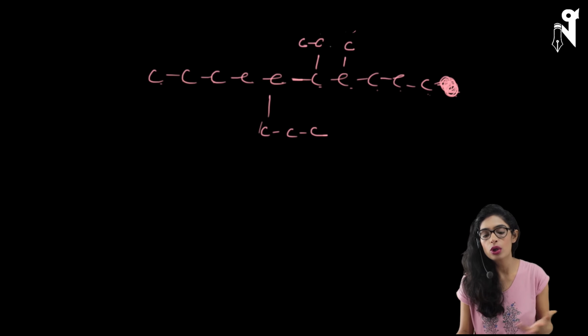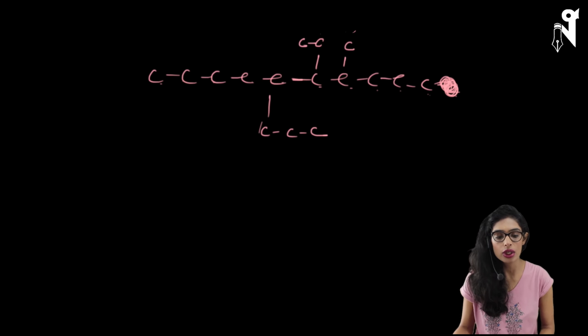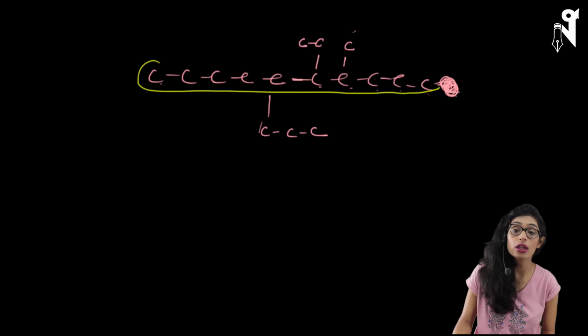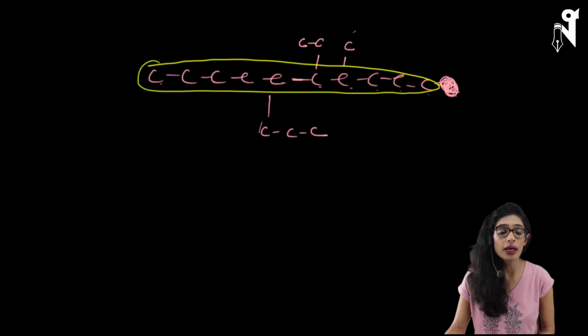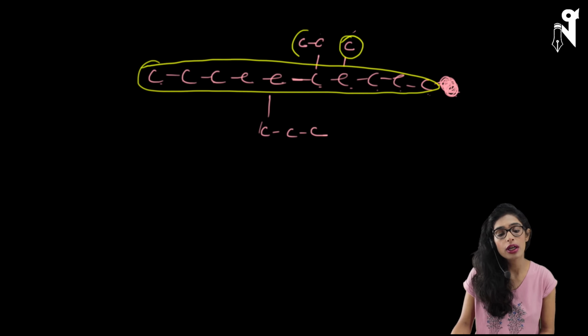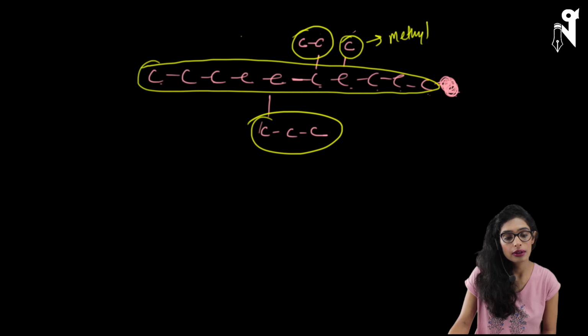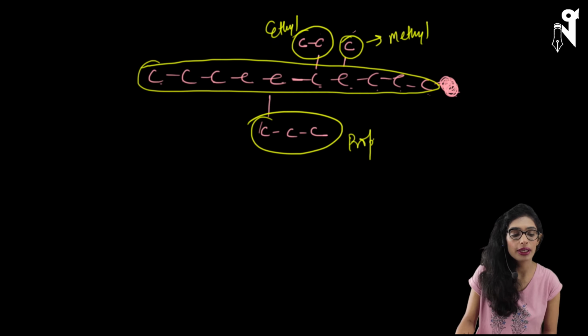Now again, we have to find out the longest possible chain. I have purposely taken this chain as the longest possible chain so that I don't have to find it. Now I have three branches, one made up of one carbon, another made up of two carbons, another made up of three carbons. So the name of this branch will be methyl, name of this branch will be ethyl, and the name of this branch will be propyl, and name of the compound will be decane, because 10 carbons are there.